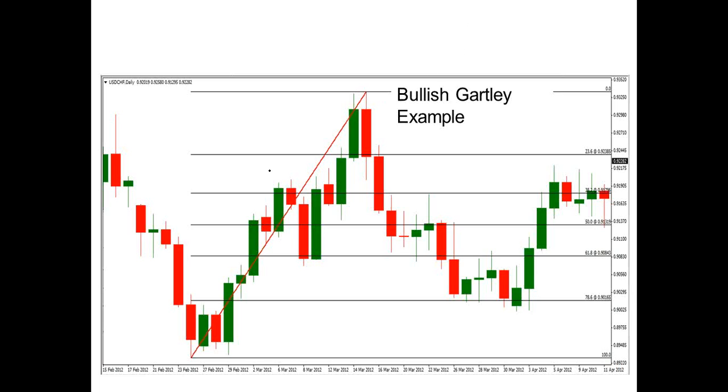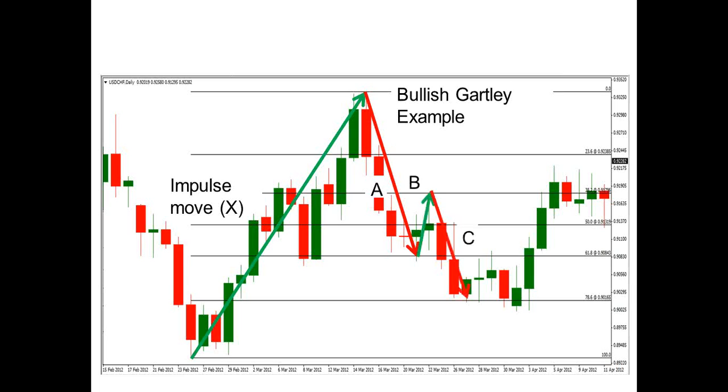Here's an example of a bullish Gartley trade right in here. As you can see, we have what's called an impulse move right here, which we would consider X. It's just an extreme set of higher highs and higher lows that are being made in the market. Then that breaks down into what we call an A, an extreme set of lower highs and lower lows where that impulse move is correcting upon itself. That A corrects into a series of higher highs and higher lows, which is what we consider a B, and then that corrects down into a series of lower highs and lower lows again, which we would call a C. That would be an example of a bullish Gartley.